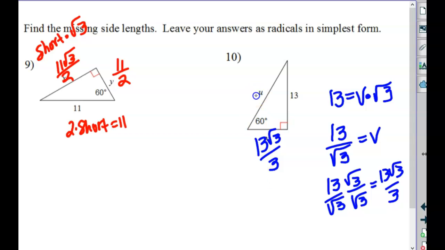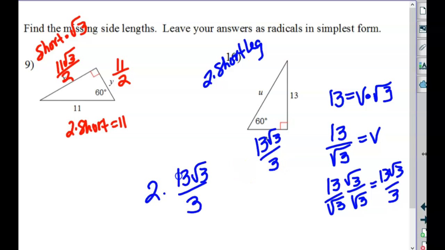Now, how do we get to u? This is 2 times the short leg, right? So that's that disaster we just did, doubled. What's 13 square roots of 3 over 3 times 2? Yes, 26 square roots of 3 over 3. Just the 26 is doubled, because it's multiplying by like 26 over 1.